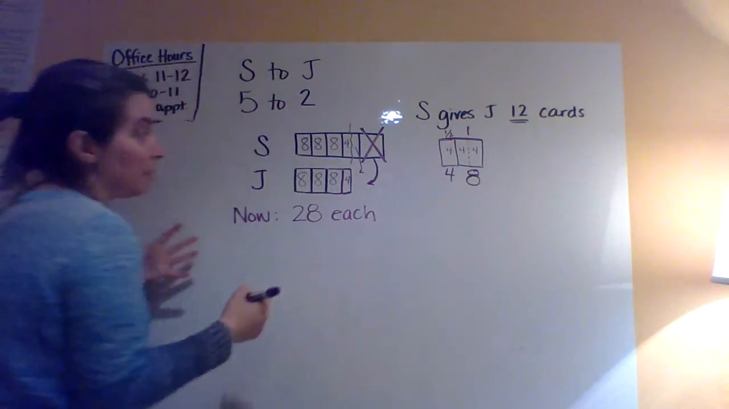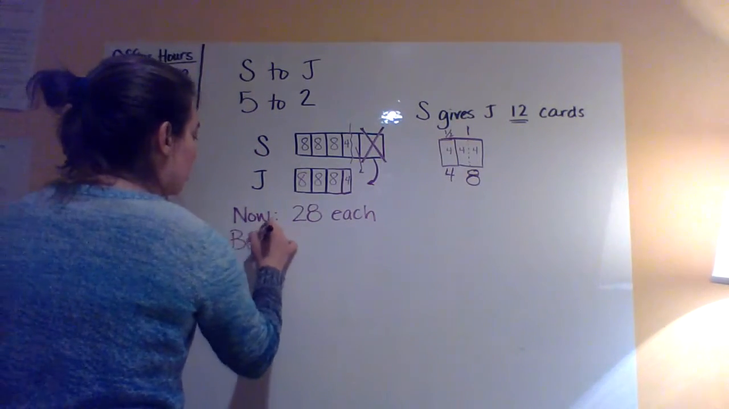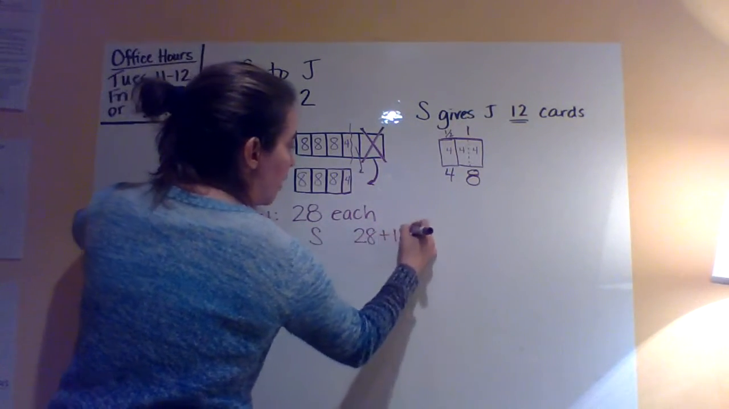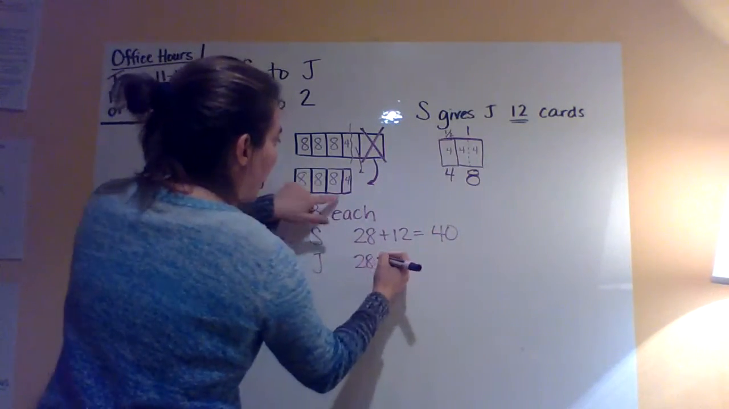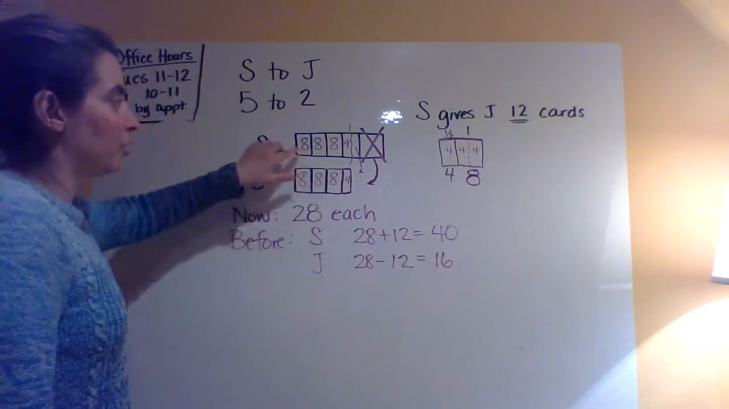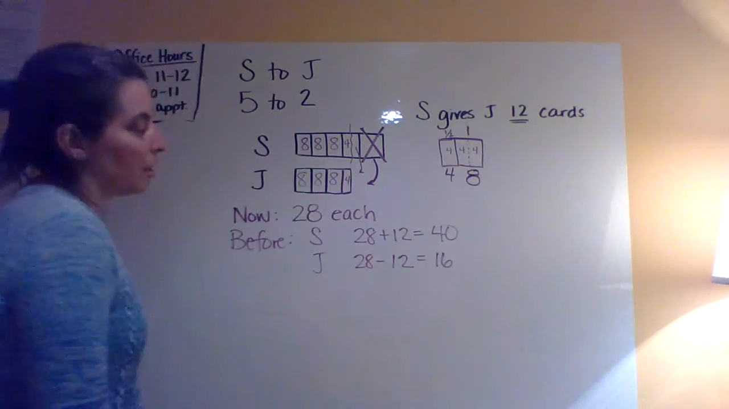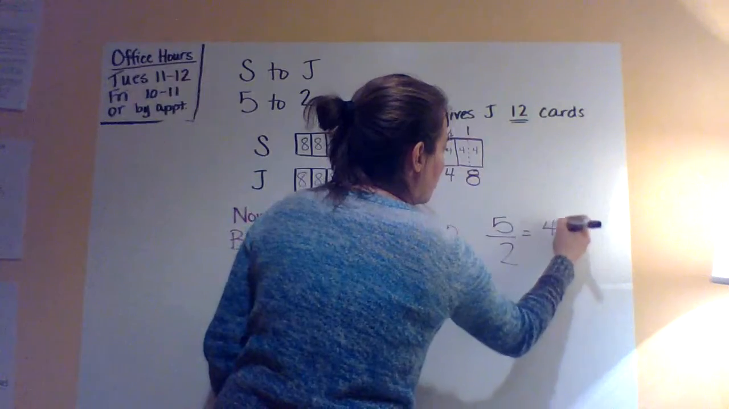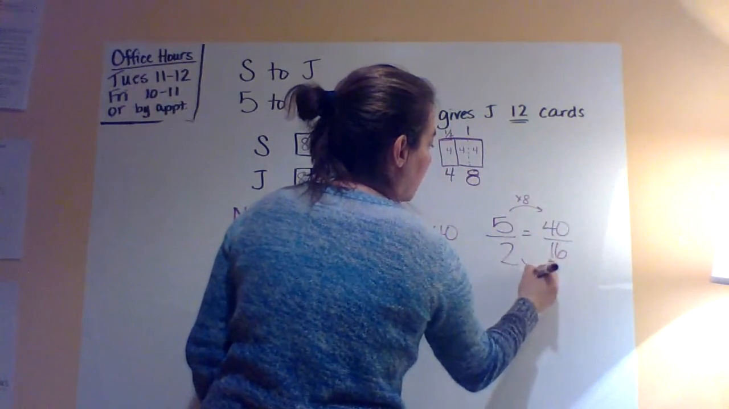Let's check and see what they had before and make sure it's in this ratio. So before, Shantae had 28 plus that 12, so she had 40. Jessica had 28 minus the 12 that she didn't have before. She had 16. Or you can also see Shantae had 5 groups of 8. Jessica had only 2 groups of 8. Is this in the ratio of 5 to 2? Well, 5 to 2, 40 to 16, yeah. We can see that both of them were multiplied by 8.